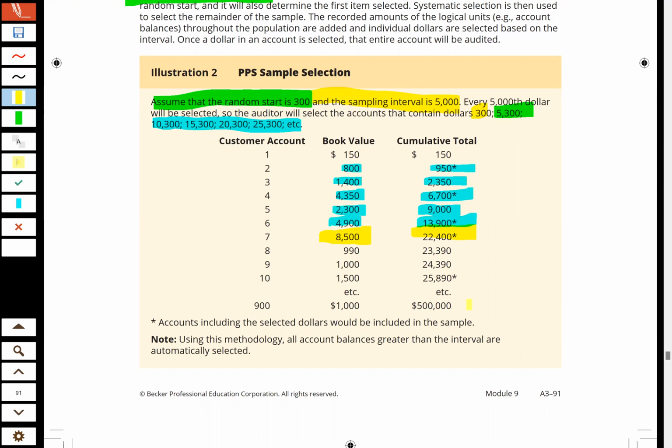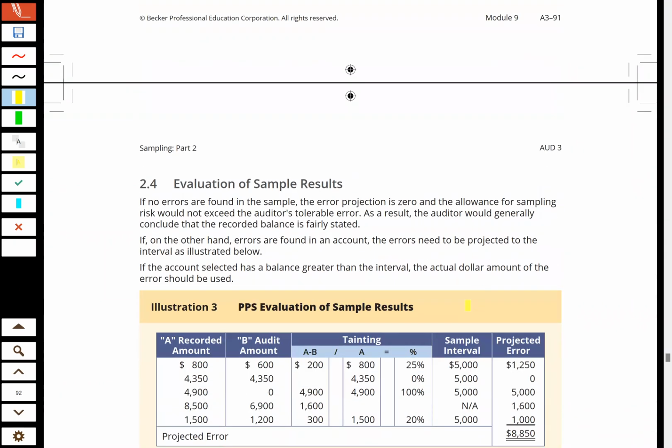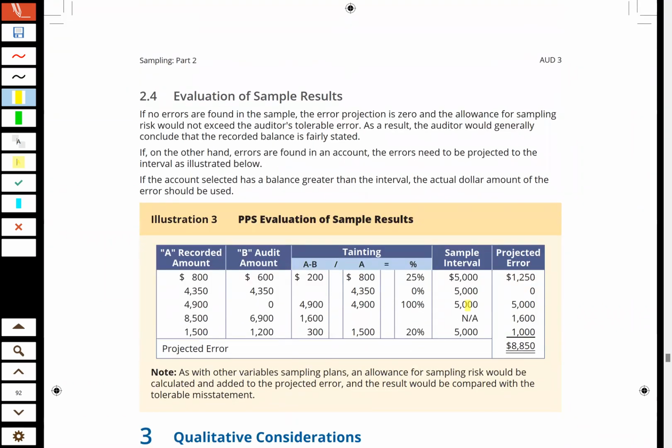Now we're going to evaluate the sample results. So when we evaluate the sample results, we send out the confirmation, and it comes back that it's not 800, it's 600. So apparently there was a payment that got missed or something. So there's a $200 error in there. The recorded amount is 800. So we have what they call a 25% tainting. We multiply that tainting by the interval, and that becomes our projected error for that interval.